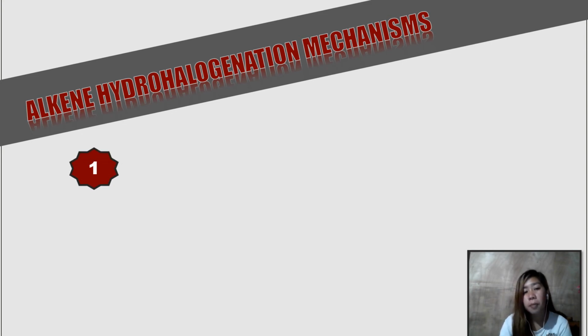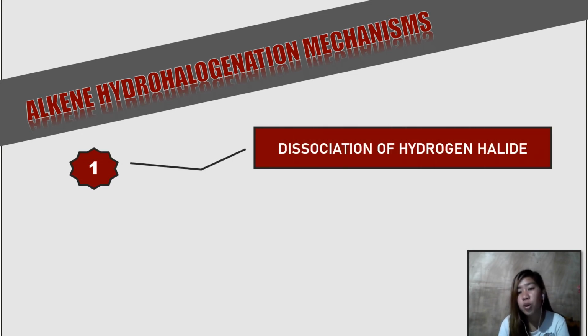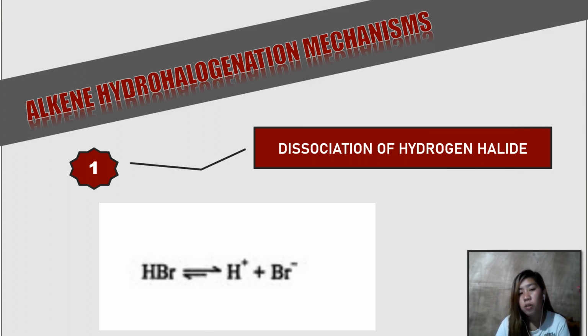The first step is the dissociation of hydrogen halide. You already know what a hydrogen halide is. This is what the alkene is reacting with in the process. For example, we have a hydrogen halide here, hydrogen bromide. In the first step of the hydrohalogenation of alkene, we are going to dissociate this hydrogen halide into two separate atoms, which are the hydrogen atom and the bromide atom.